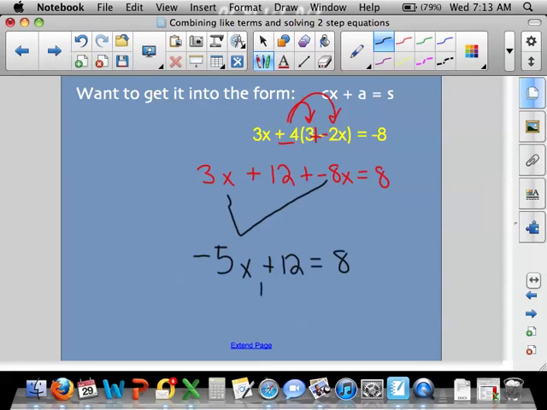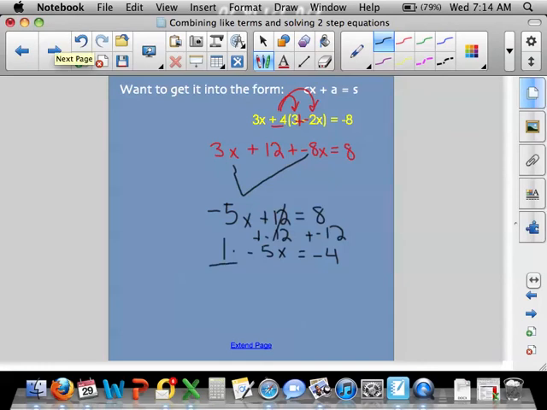Add the opposite of the addend, and multiply by the reciprocal of the coefficient. A negative times a negative is a positive, so our answer will be positive 4/5.